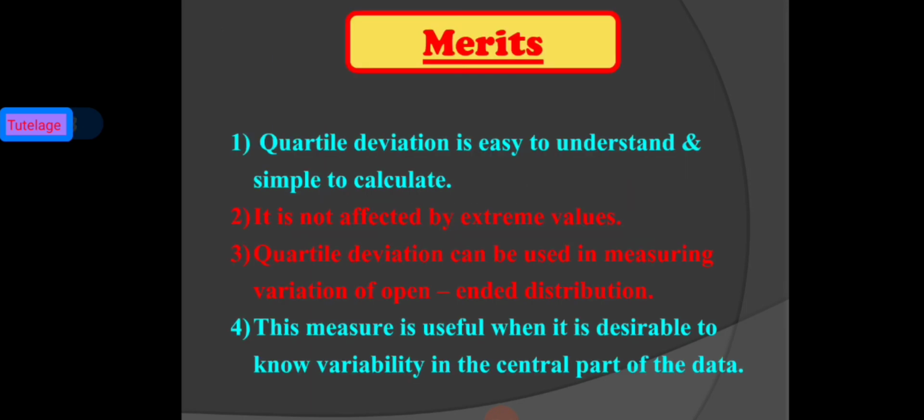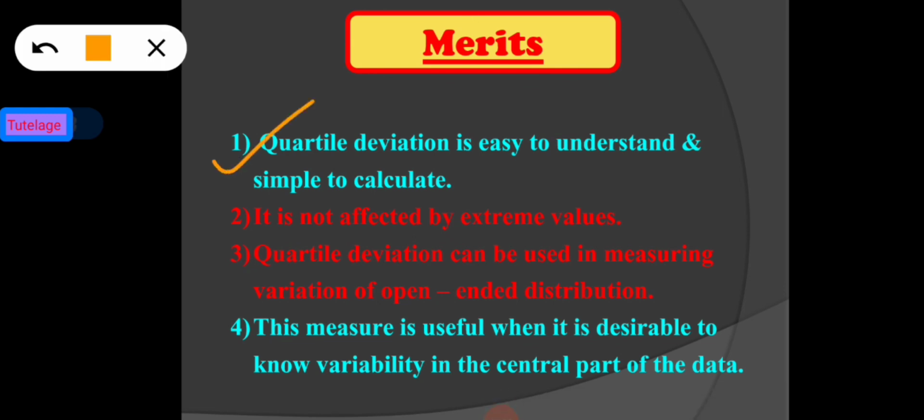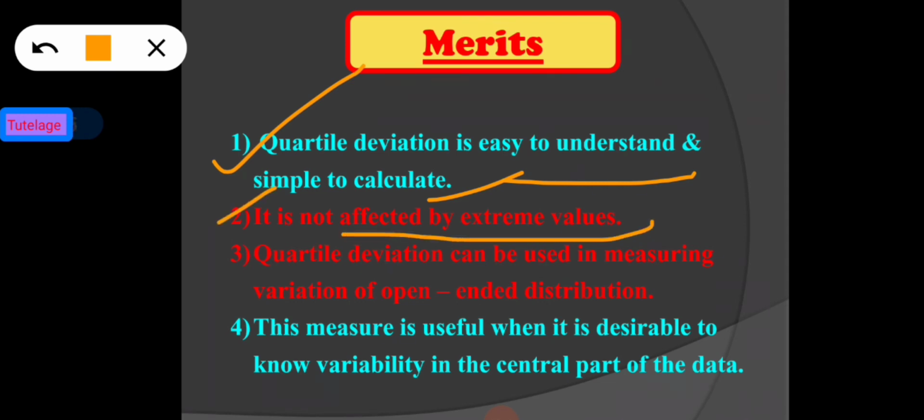So here we can see some advantages or merits of quartile deviation. The first point is that quartile deviation is easy to understand and simple to calculate, and we have already told that thing, because its calculation process is very simple. So now move on to the second advantage, that is, it is not affected by the extreme values.